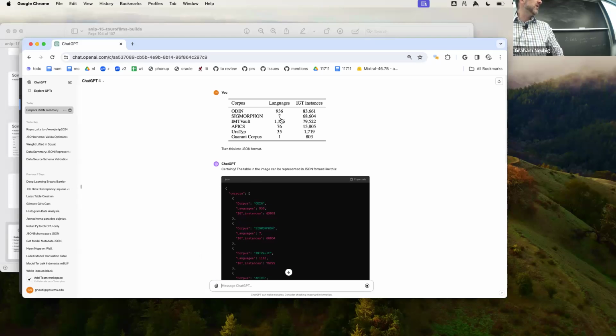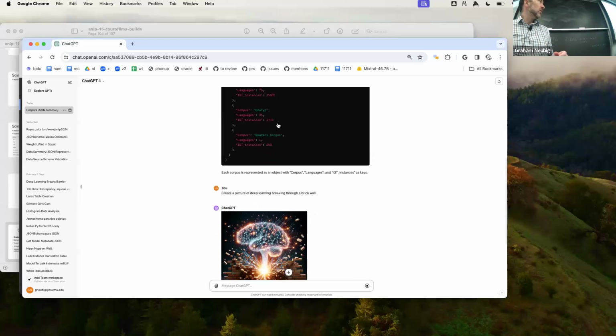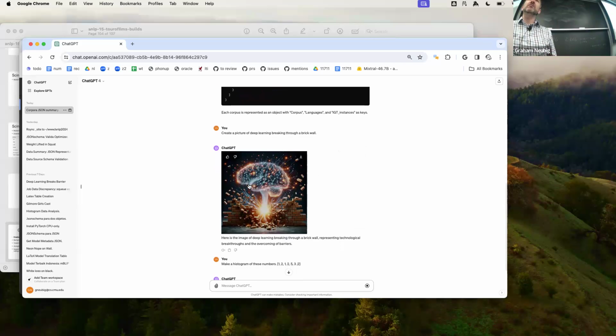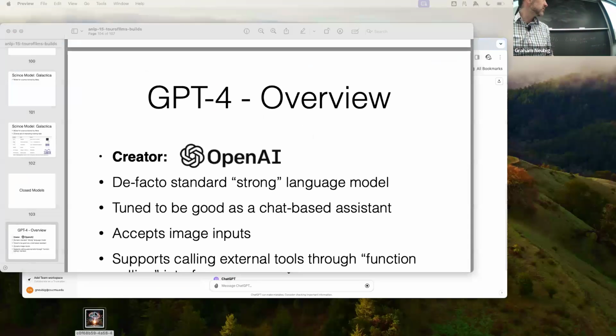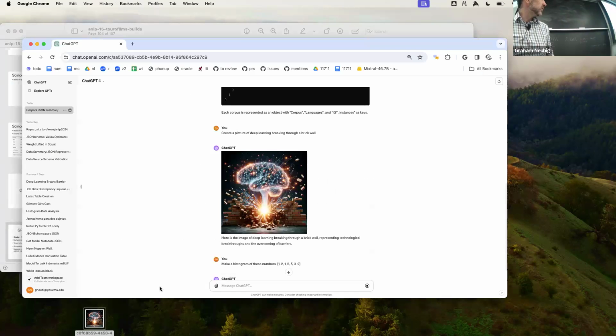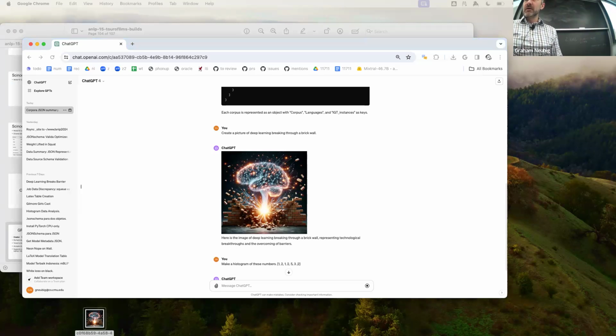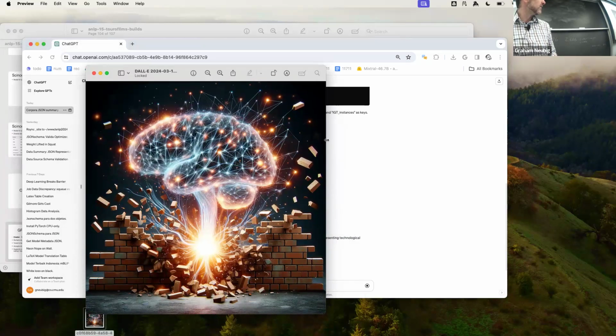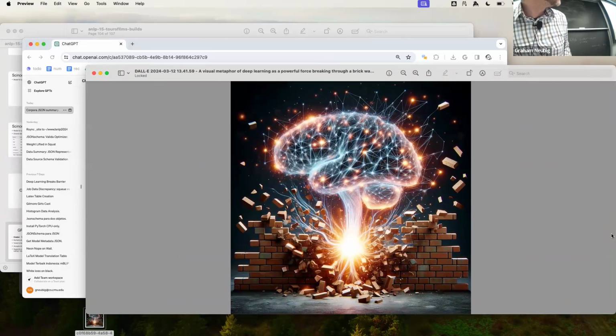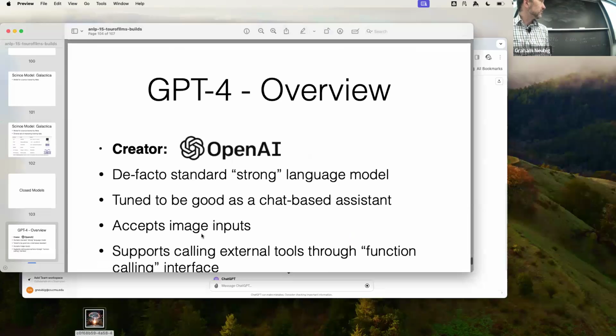So this is actually using an image input into GPT-4. What it's doing is encoding the image and then feeding it in as tokens into GPT-4. What this is doing here is rather calling a tool. This is calling DALL-E 3 as a tool, and it's providing the caption to DALL-E 3. You can even see the caption, which was a visual metaphor of deep learning as a powerful force breaking through a brick wall, or something like that. So GPT-4 said it wanted to call a tool, provided the caption, and then called a completely separate tool as an API in order to generate the image.